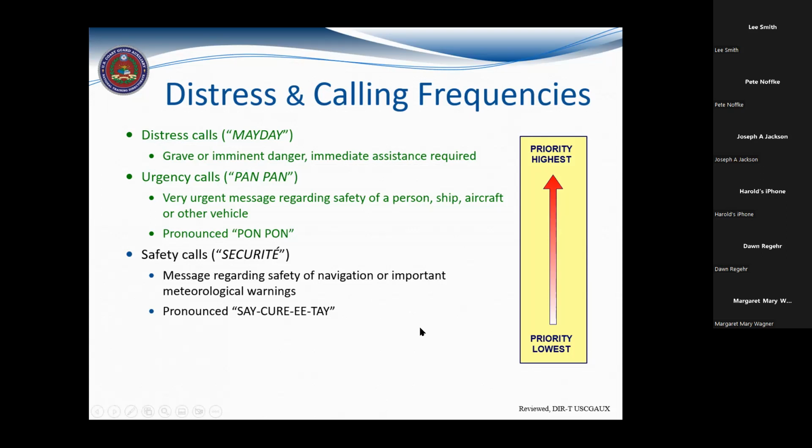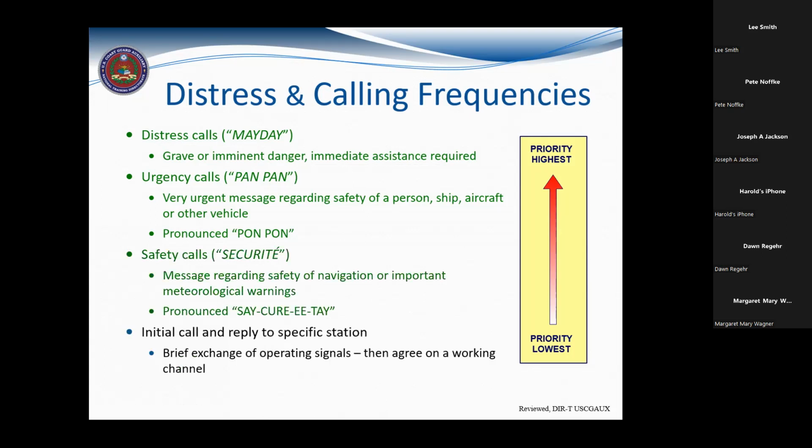So to indicate that your traffic falls into one of these three categories, you would precede it with the prowords Mayday, Pan-Pan, or Sécurité. Now, if it doesn't fall into one of those categories, then we fall into general transmission.